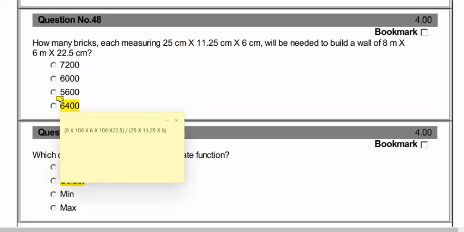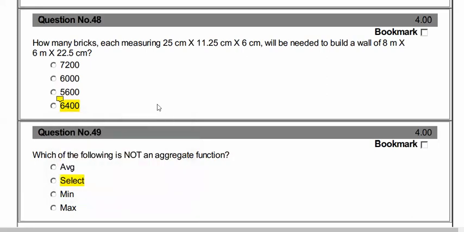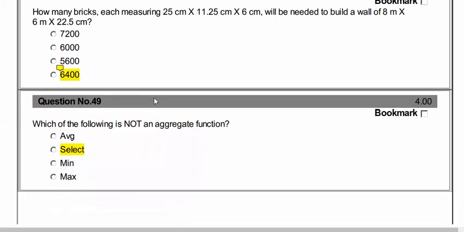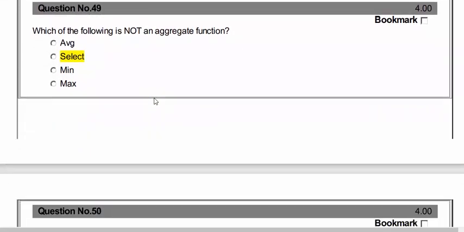The answer is given from this equation: 8 into 100 into 6 into 100 into 22.5 by 25 into 11.25 into 6. By calculating this equation, we get a number. That number is 6,400.